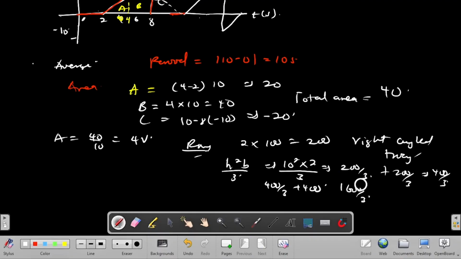Then once you find the area under the square cycle, you divide it by your period, and the period is 10. So I'll have the square root of 160 over 3, and that should give me my answer, 7.3.